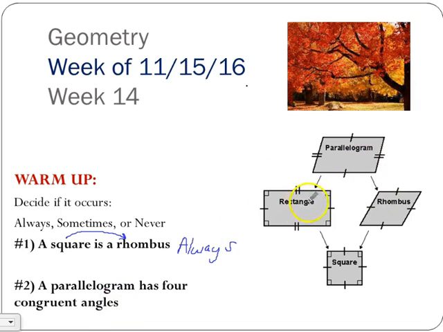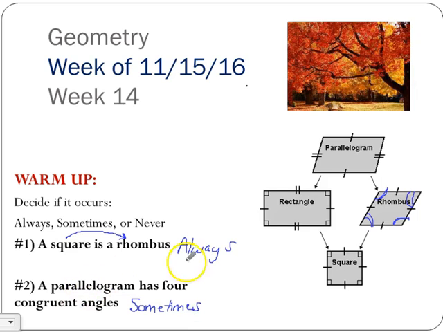Well, a rectangle has 4 congruent angles, a square has 4 congruent angles, and a rectangle and a square we know are types of parallelograms. But what about a rhombus? Does a rhombus have to have 4 congruent angles? No, only the opposite angles need to be congruent. So a rhombus is going to make this turn into a sometimes.